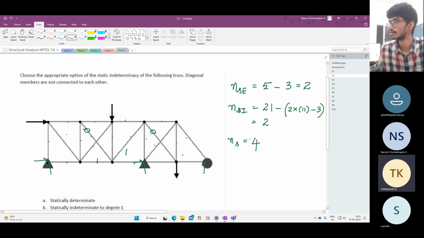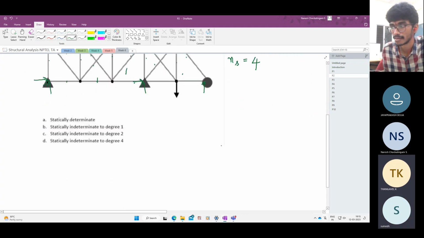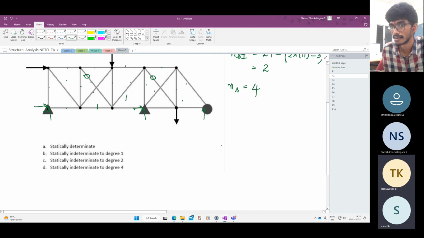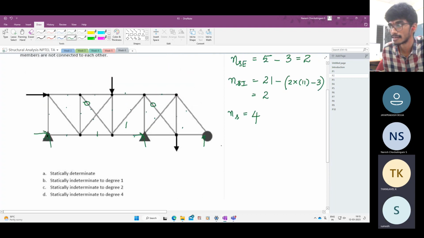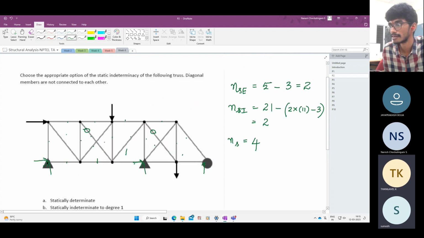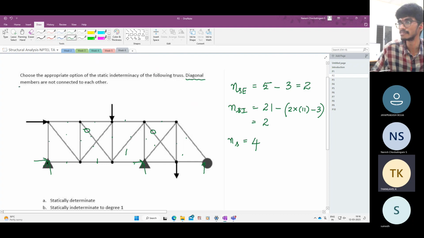Sir, I want to ask whether we can consider the intersection of the bracing members or the diagonal members as a joint, a pin joint, or not. Actually, no, not a pin joint, because we connect it through a plate. That's why they have mentioned in the question that the diagonal members are not connected to each other.